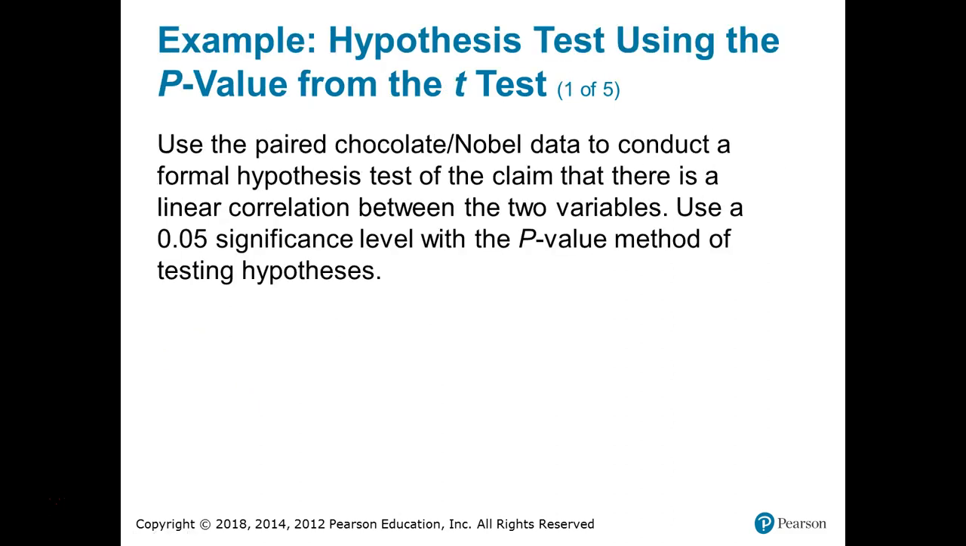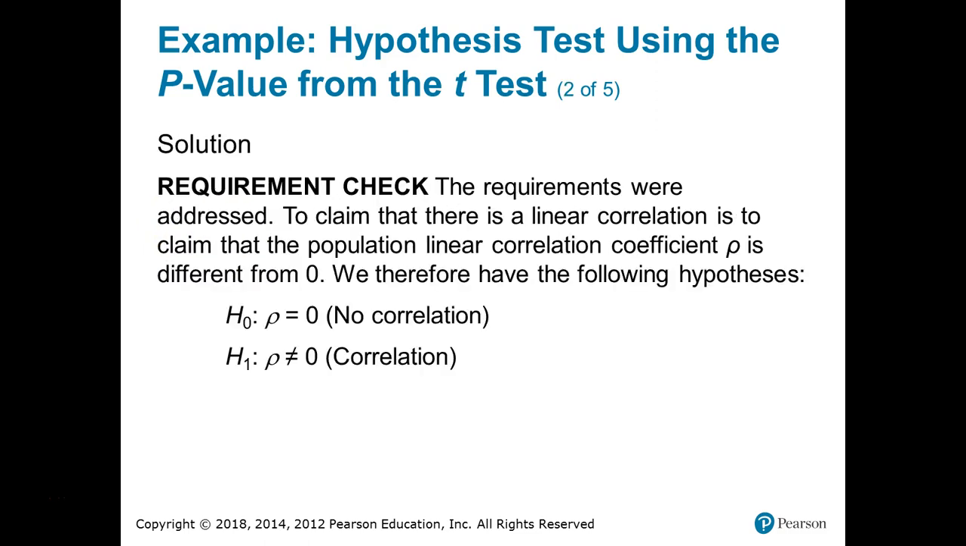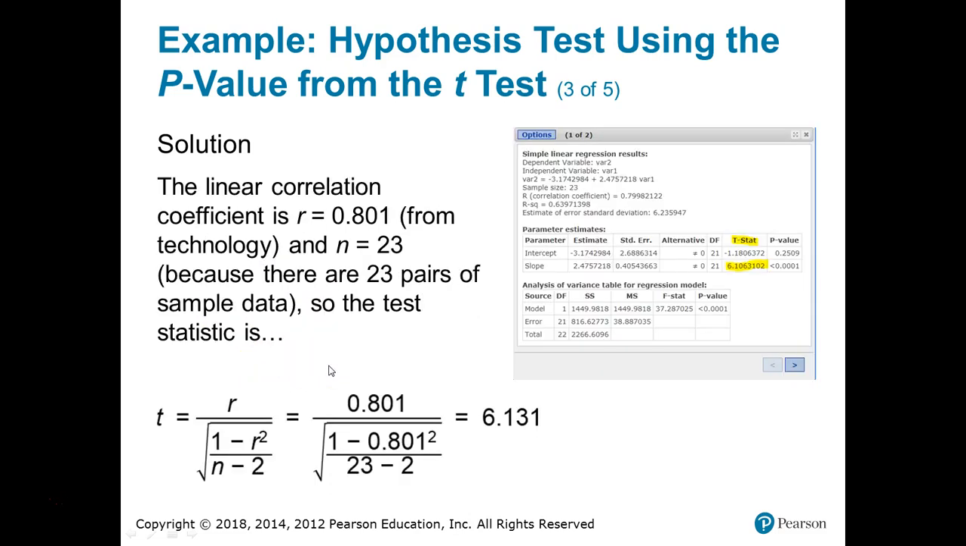So let's do the same problem again. Now we're going to conduct a hypothesis test. We have a 0.05 significance level, and we are going to use the p-value method for testing the claim. So we have our null hypothesis, which is that there's no correlation, and our alternative hypothesis, which is that there is a correlation. You can do this formula yourself directly, or you can use StatCrunch.